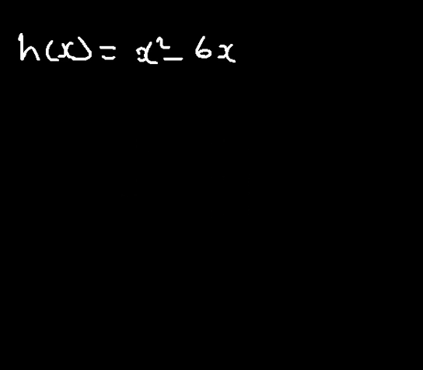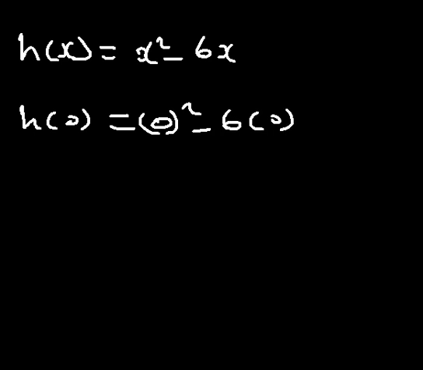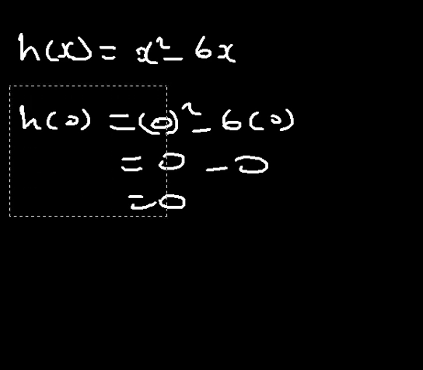And how about if we have this one as well? Let's say h of 0. What is h of 0? We have 0 to the power 2 minus 6 times 0, which is 0 minus 0. We'll have 0 there. So take note of that.